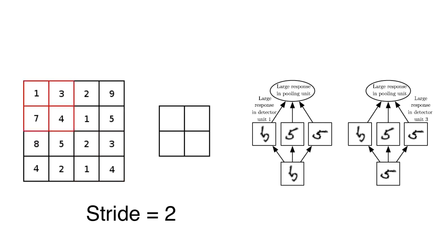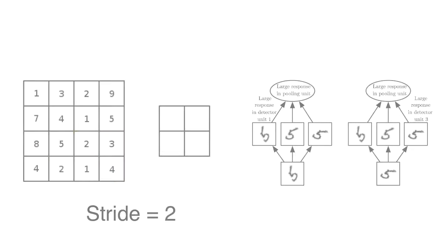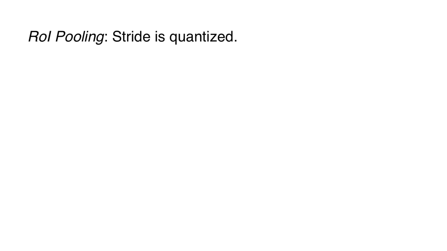Stride is the number of cells by which we move our sliding window during pooling, or during convolution. If you want more information about pooling and the intuition on stride, check out my video on convolutional neural networks. Now coming back to ROI pooling. When I say that the stride is quantized, what do I mean?